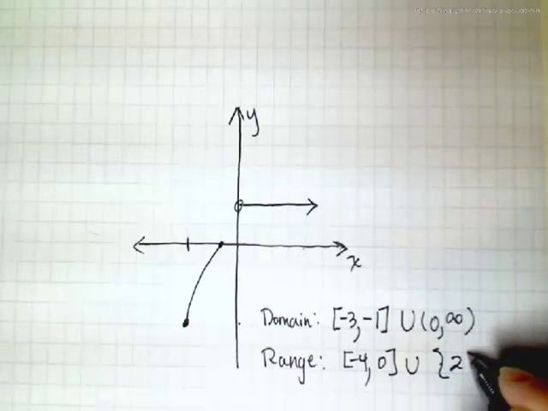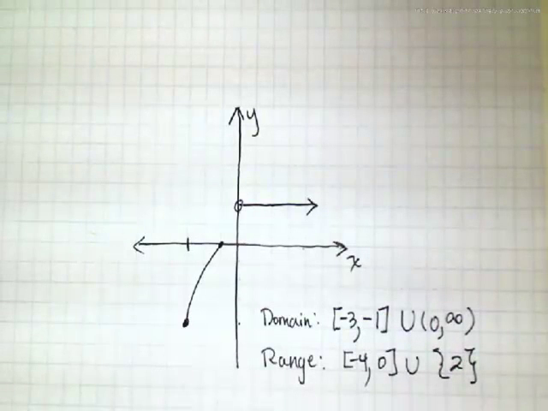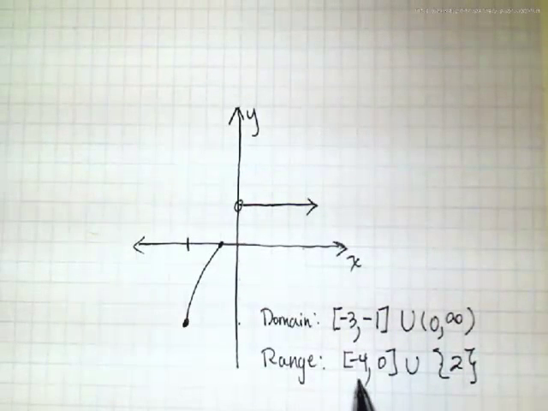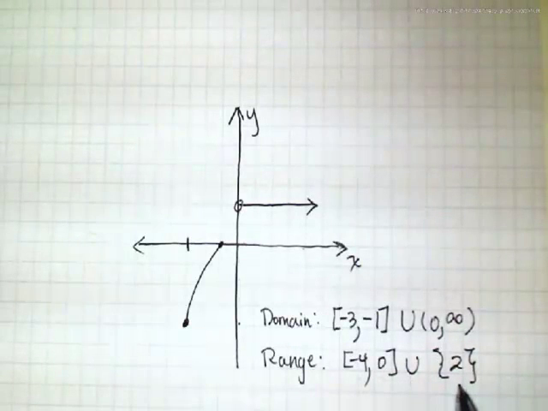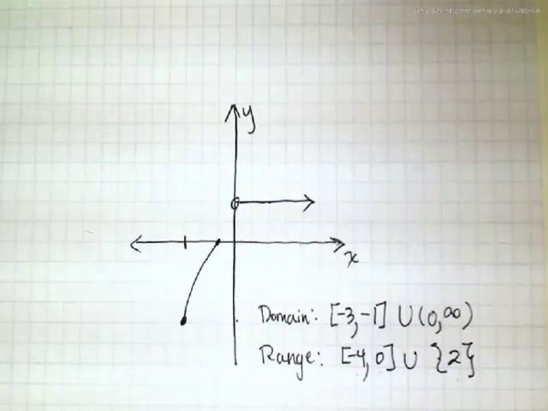When we include just one element, we use set notation. So it's the interval from -4 to 0 plus y equals 2, and that represents the range of this particular function.